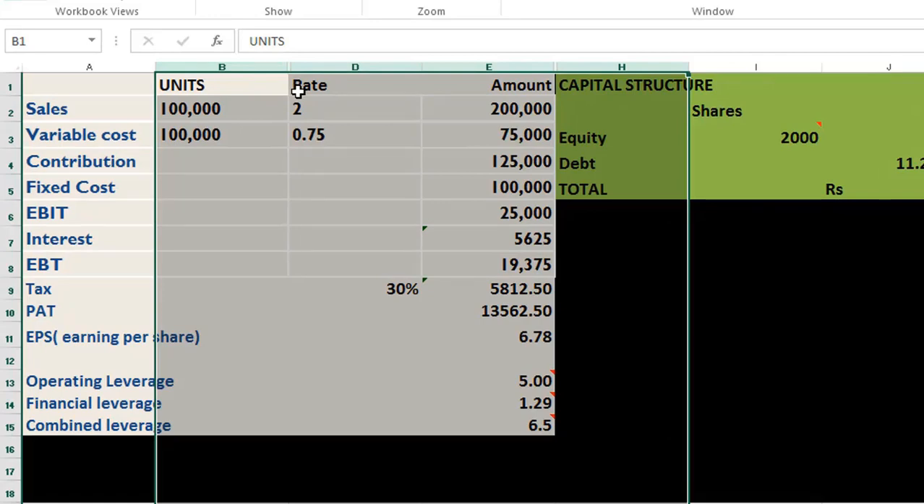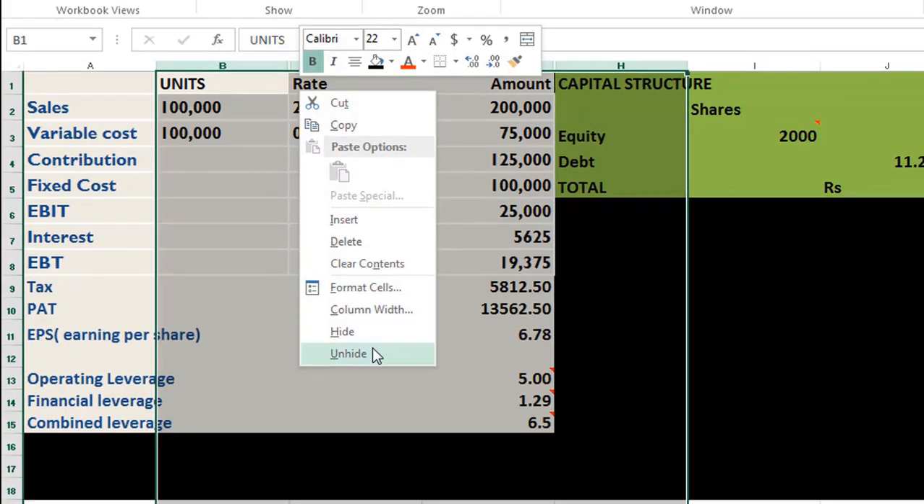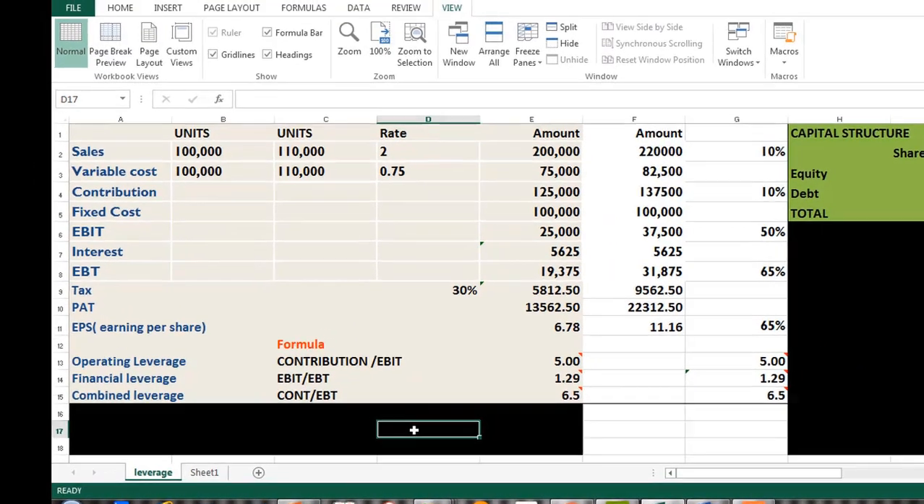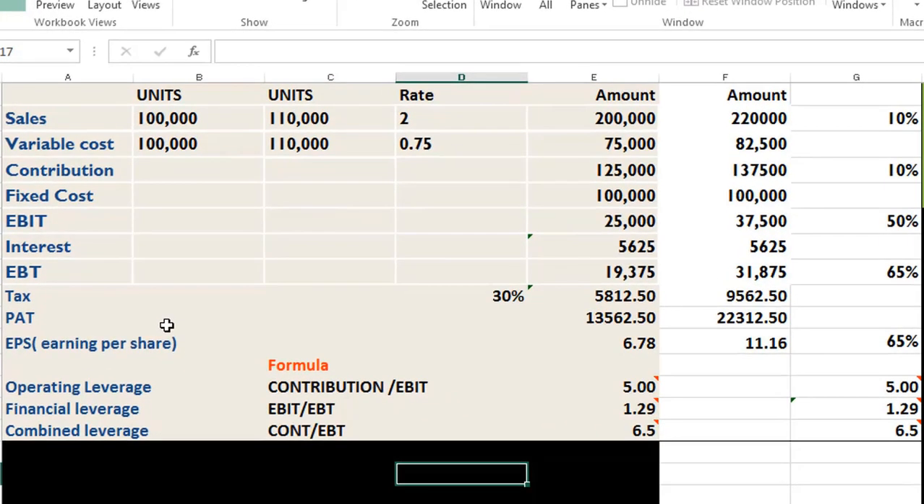Now let's understand the impact of financial leverage and operating leverage. Looking at the Excel sheet again, I have assumed that the sales of the company have gone up by 10%. So the number of units sold will go up from 1 lakh to 1,10,000. So the total sales will go to 2,20,000. So there is a 10% increase in the sales.